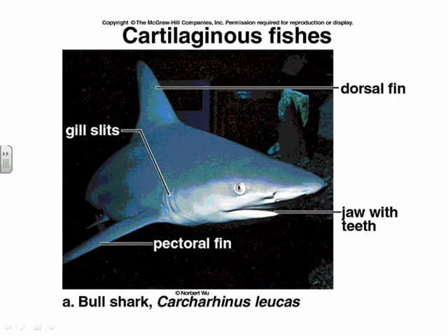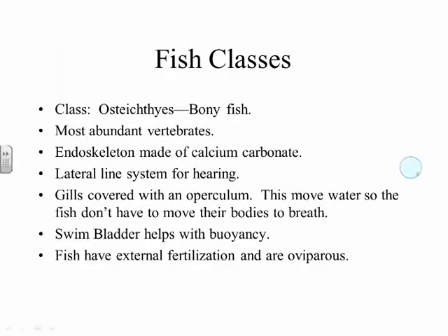There's a shark. You see his gill slits, dorsal fin. Osteichthyes are the bony fish. They're the most abundant vertebrates on Earth. They've got an endoskeleton made of the same stuff yours is, calcium carbonate. They also have that lateral line system.